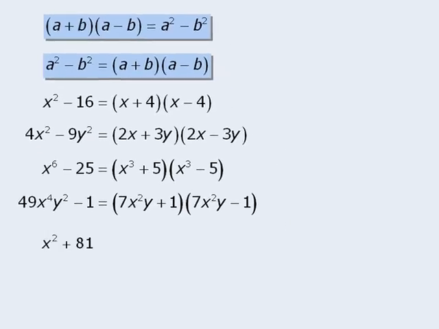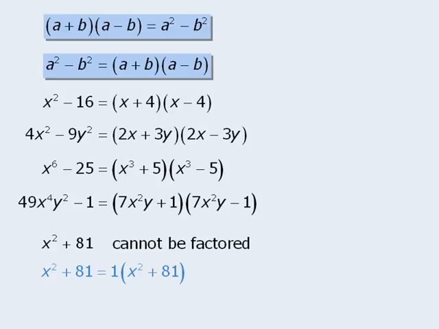Okay, here's one last example. Now be careful with this one. A common mistake to make here is to classify this as a difference of squares. While x squared is a square and 81 is a square, this is not a difference of squares since the two squares here are added. So we cannot factor this expression in any meaningful way other than to write it as 1 times x squared plus 81, which doesn't really help us at all.